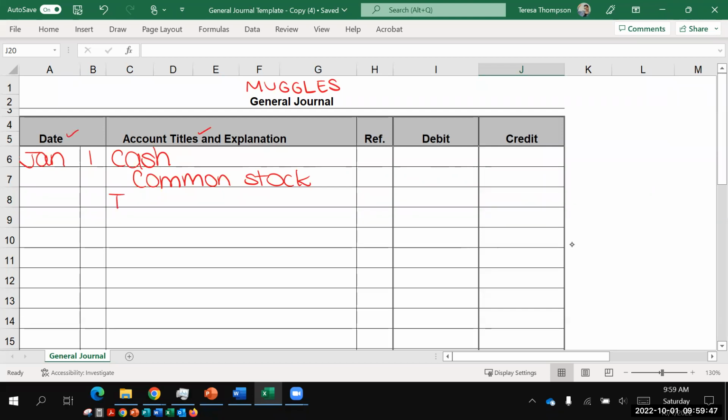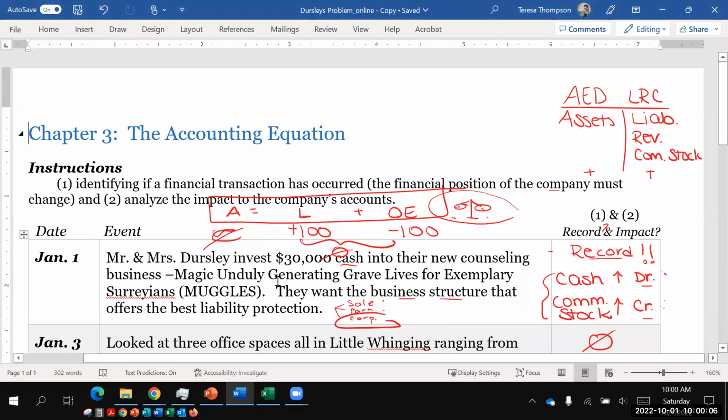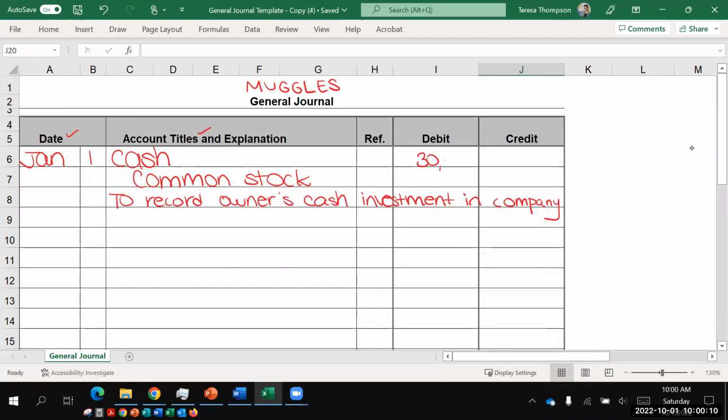Let's do our explanation. To record owner's cash investment in company. And I think it was 30,000, right? Debit and our credit.